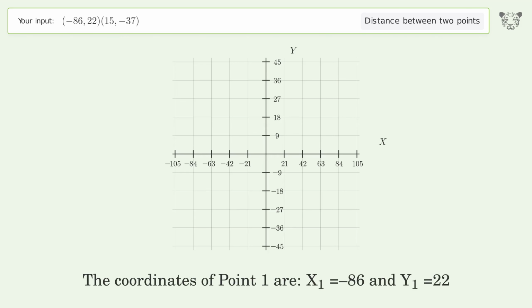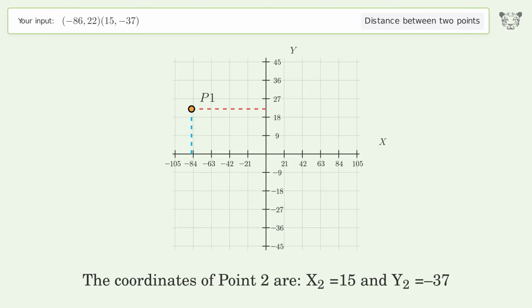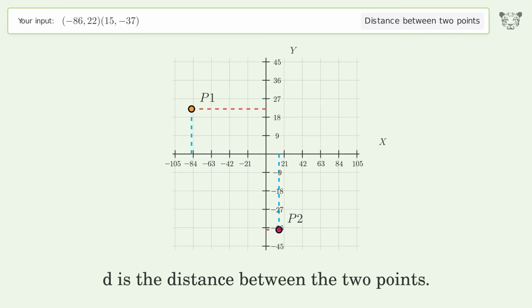The coordinates of point 1 are x1 equals -86 and y1 equals 22. The coordinates of point 2 are x2 equals 15 and y2 equals -37. D is the distance between the 2 points.